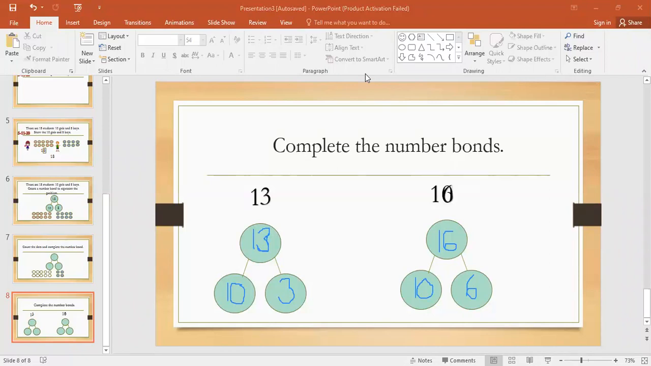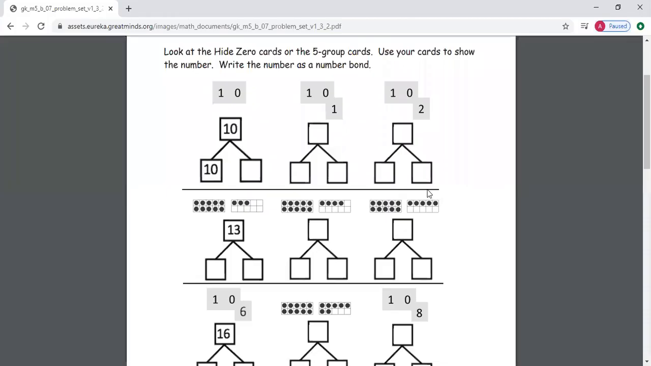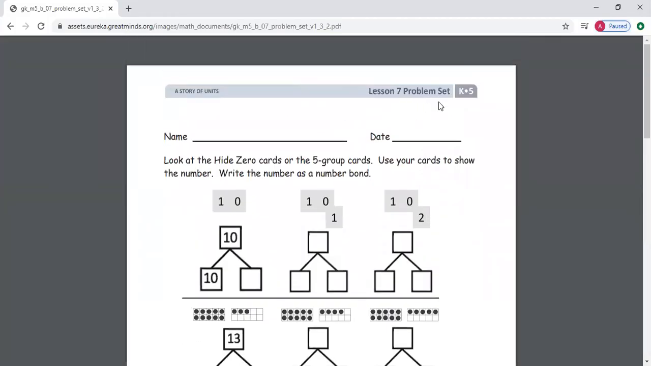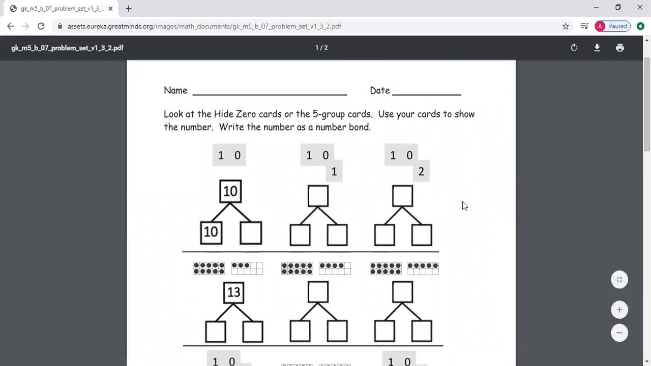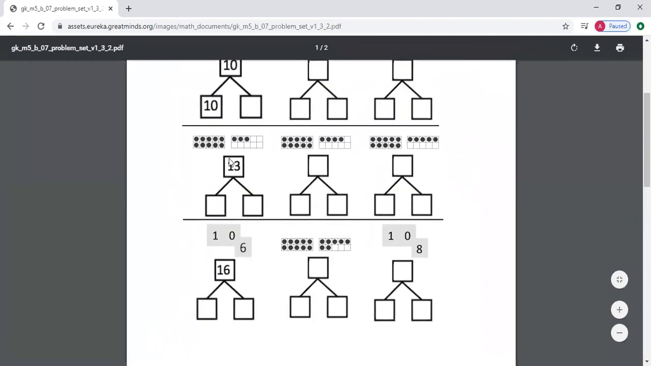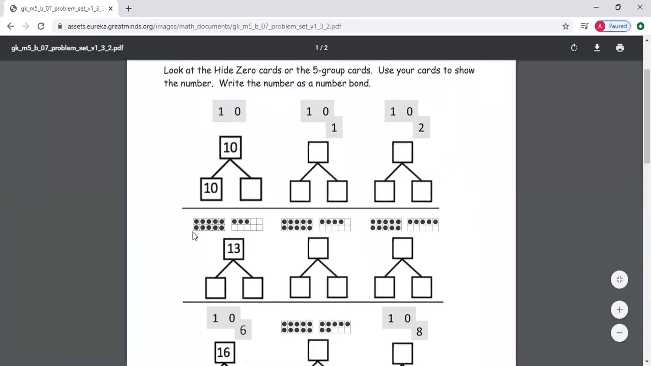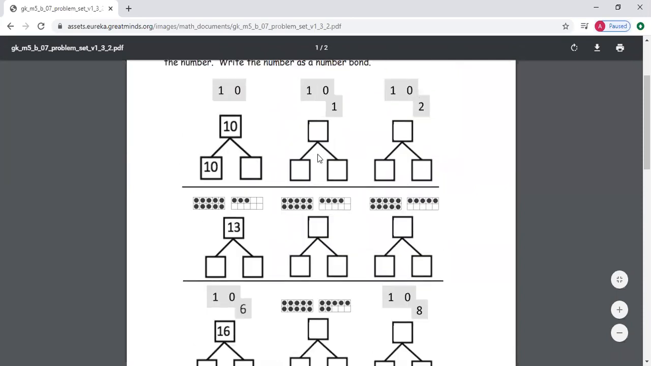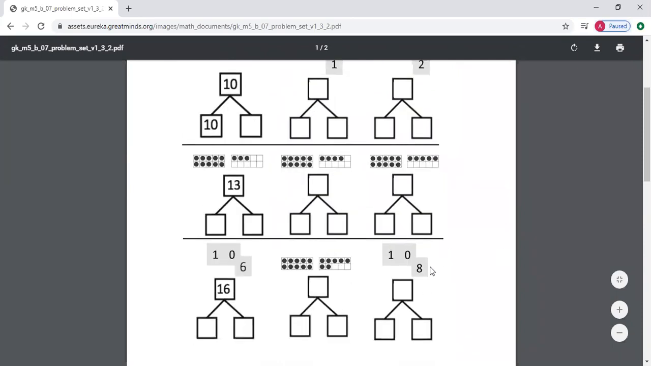Okay, so we're going to hop on over to our problem set for today. There we go. Okay, this is what we have for today. Lesson 7, problem set. Remember to have K5 here. You will see some like we saw in the last problems. 10, 1 are two parts. Remember 10 and 1 are two parts. 10, 2 are the two parts. And then you will see the pictures that we also did. Remember our 10 group chart, our 5 group cards, 10 and ones. So you will see some both ways that we did it in the lesson.